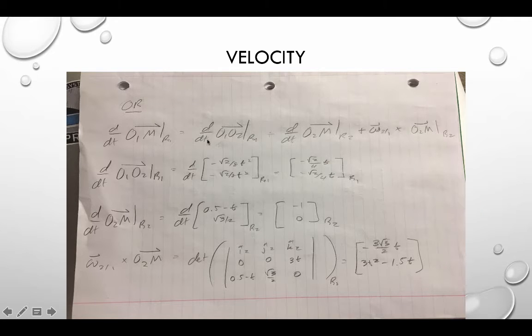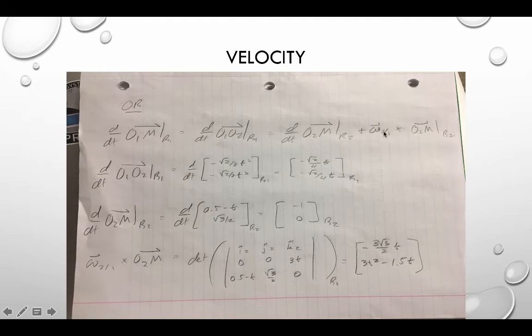So the first term, d/dt O1 to O2 in R1, is a very simple derivative, as we have this one right here, which is O1 to O2 in R1 that we just found. You take the derivative of that and you get negative root 2 over 4 t and negative root 2 over 4 t, and all of this is in R1. The next term is d/dt O2 to m in R2. This is also very simple, as we already know this in R2, which is 0.5 minus t and root 3 over 2. The derivative of this is simply negative 1 and 0, and this is in R2, so we will have to convert this later on.